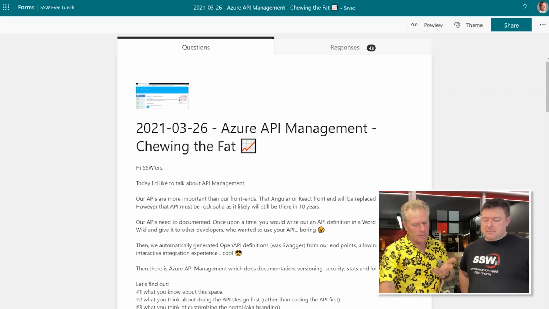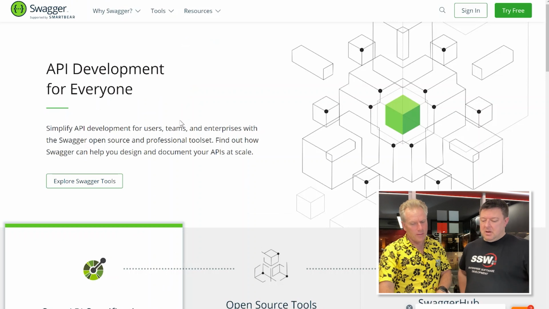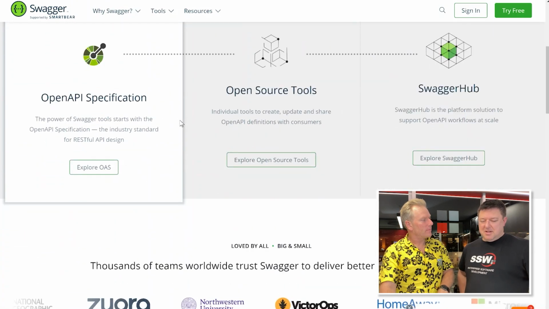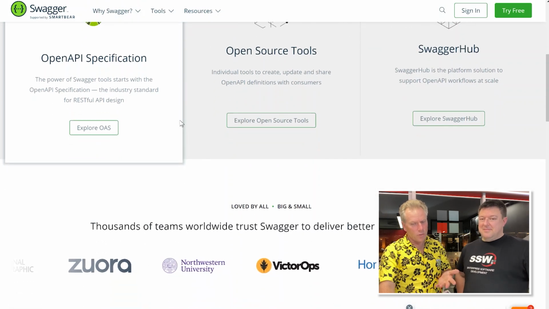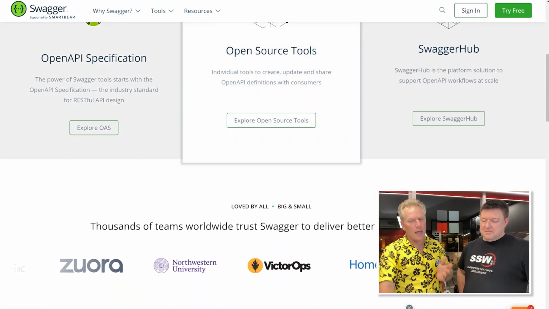Okay. So we have Swagger. You like Swagger? Yes, I love Swagger. It makes life a lot easier when you have an API to work with. So you have this tool that you can use, and there's other tools.